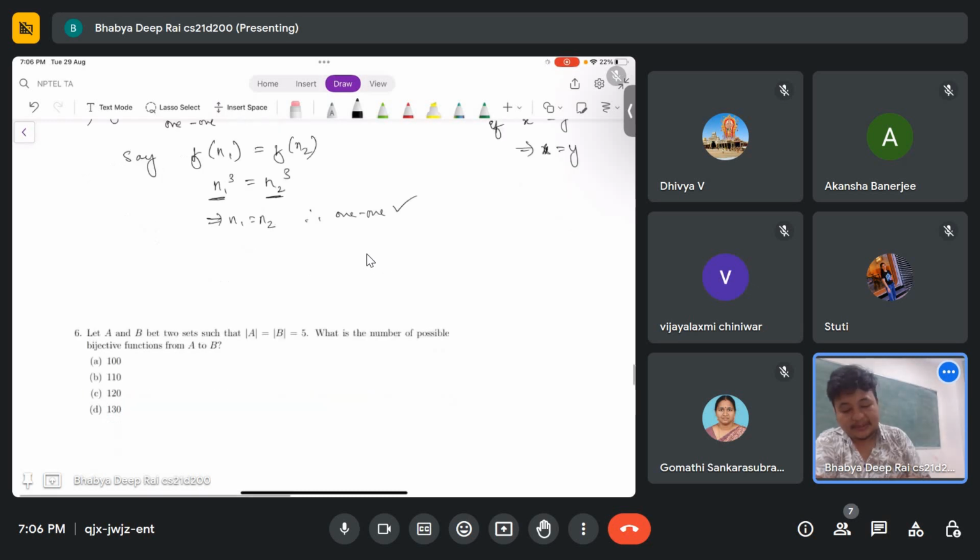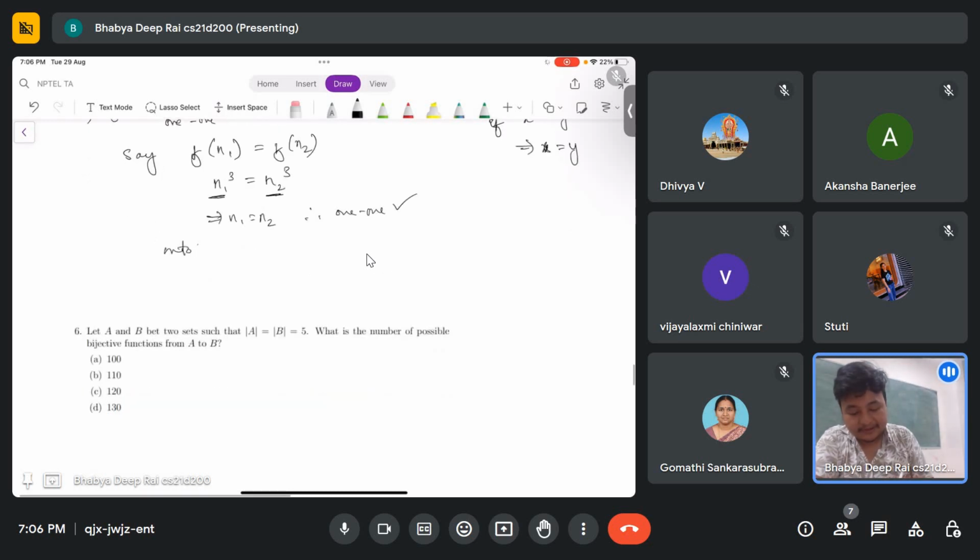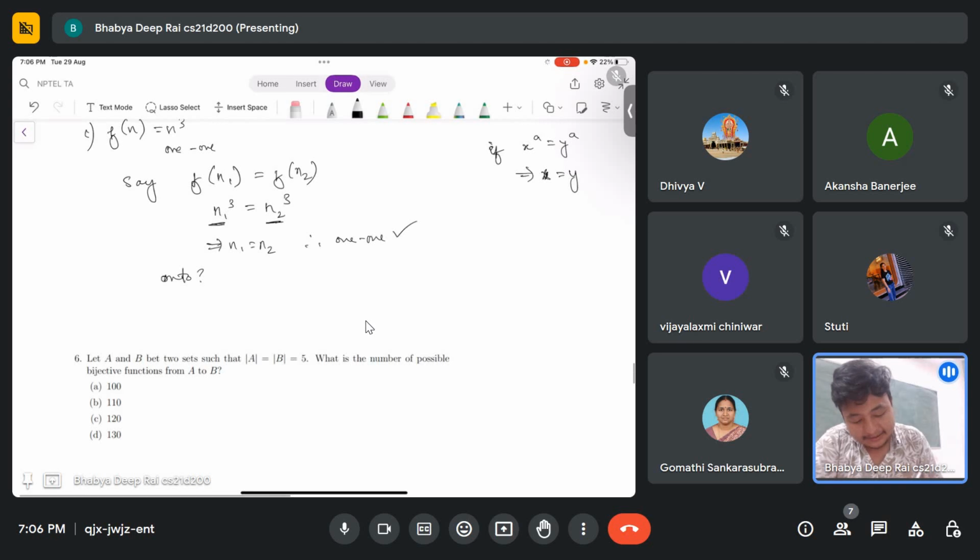Now next part, is it onto? That is the question, right? I think that is where the conflict of interest is happening. Well, again, if I observe the diagram, 1 will map to 1 cube, that is 1. 2 will map to 2 cube, which is 8. And 3 will map to 3 cube, which is 27, I believe. And 4 will map to 64 and so on. And there are places here which I'm not sure whether they are there in the list or not.